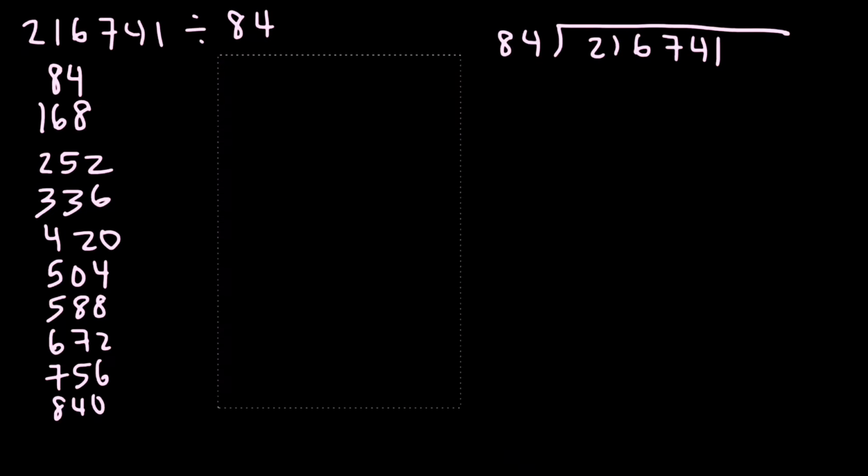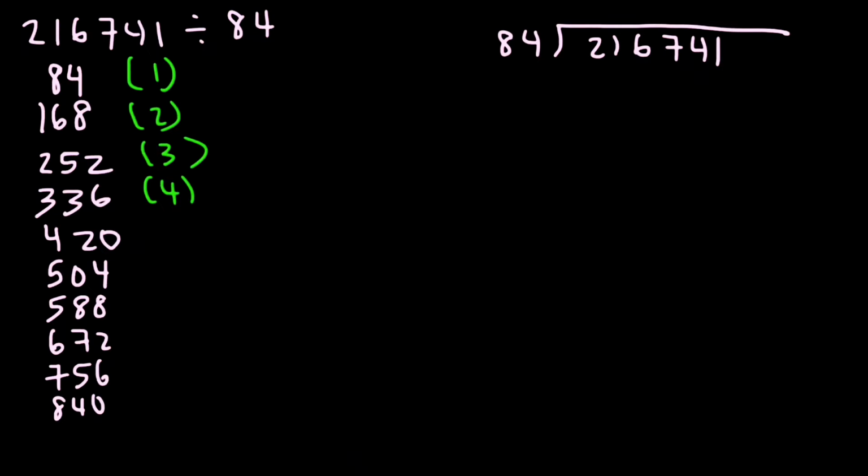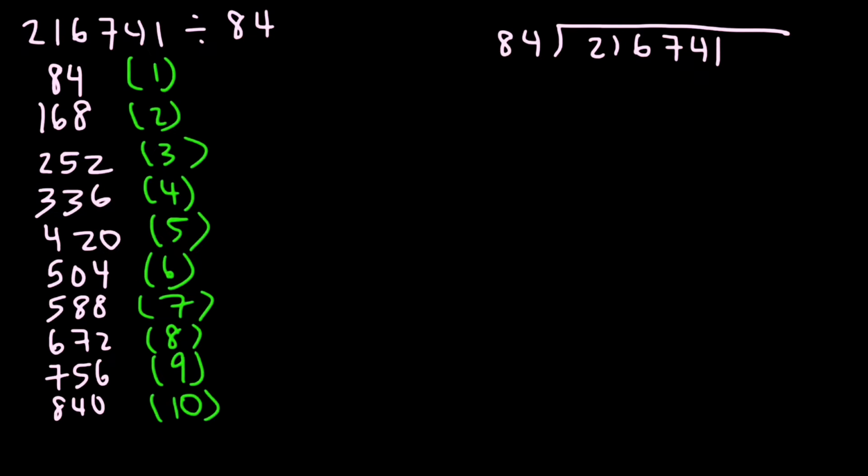So once you make a list, you could finish the problem regardless of how big this number is. But let's write down our numbers. 84 times 3 is 252. 84 times 6 is 504. And 84 times 9 is 756. So how many times does 84 go into 216? 84 goes into 216 2 times. 252 exceeds 216, but 168 is the highest number that's less than it.